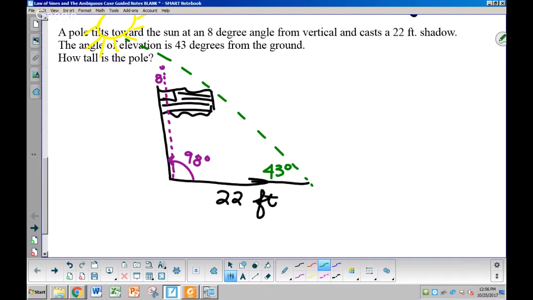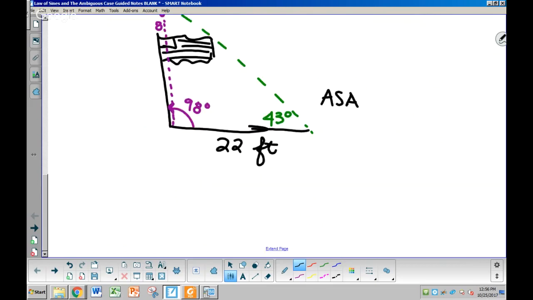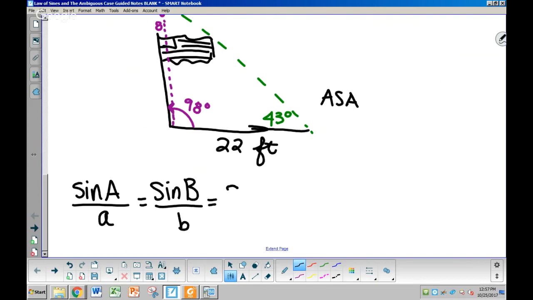Well, what case would this be? Where's our information? Angle, side, angle. This would be an angle, side, angle case. And we can use the law of sines in order to solve that. And when we did the law of sines in the explorations a minute ago, what did we say the law of sines was? We said it was the sine of angle A over little a equals the sine of angle B over little b equals the sine of C over little c.